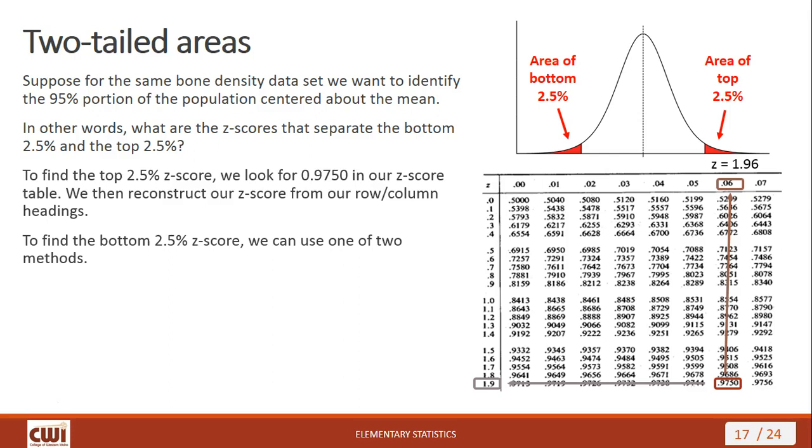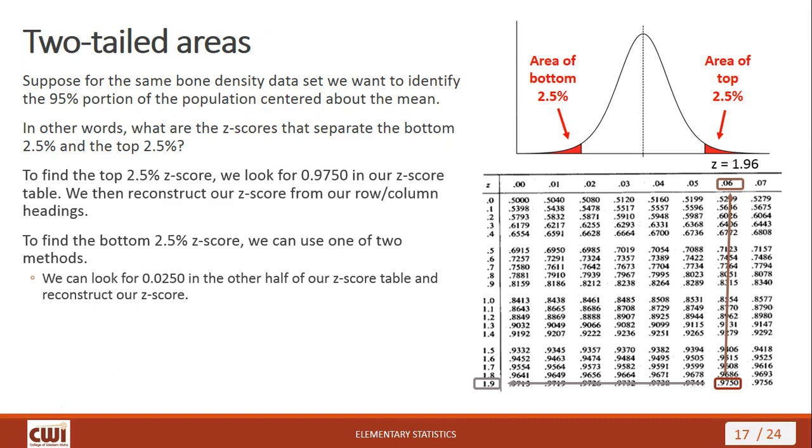Now, we can do the same thing with the bottom 2.5%. The area that we want is to the left of the z-score. So all we have to do is get the second half of the z-score table that's showing the negative values, find 2.5% there in the area section, and then reconstitute our z-score from that. That's one way to approach this problem.